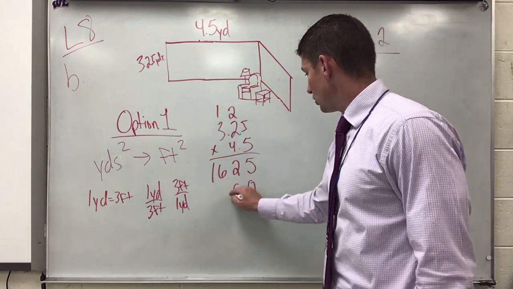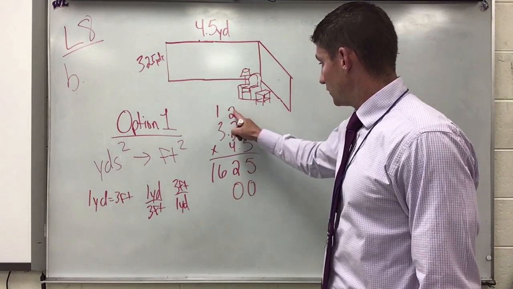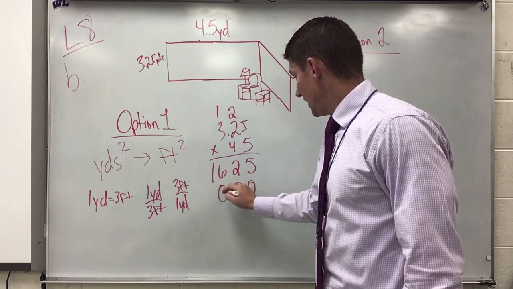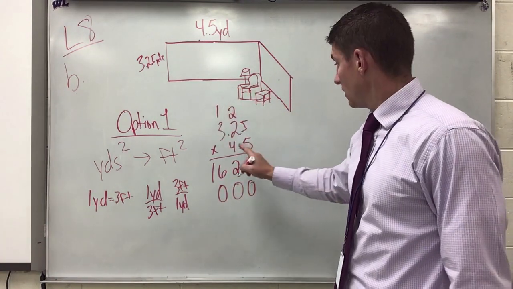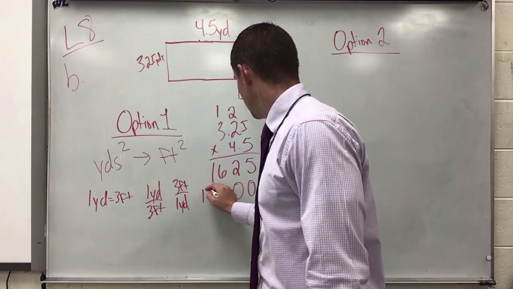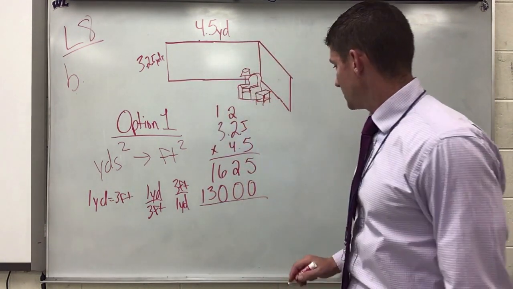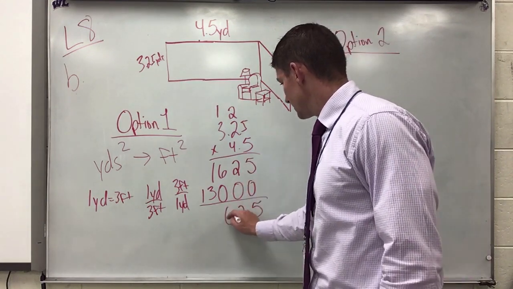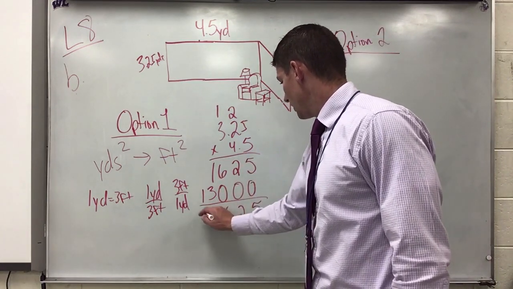4 times 5 is 20. Add the 0, carry the 2. It's already there. I'm going to use that again. 4 times 2 is 8, plus 2 is 10. Add the 0, carry the 1. I'll use that one again. 4 times 3 is 12, plus 1 is 13. Add those up. You've got 5, you've got 2, you've got 6, 1 and 4, 4, and 1.